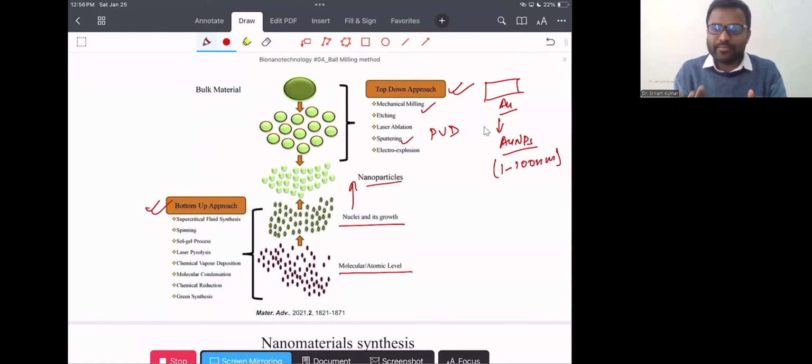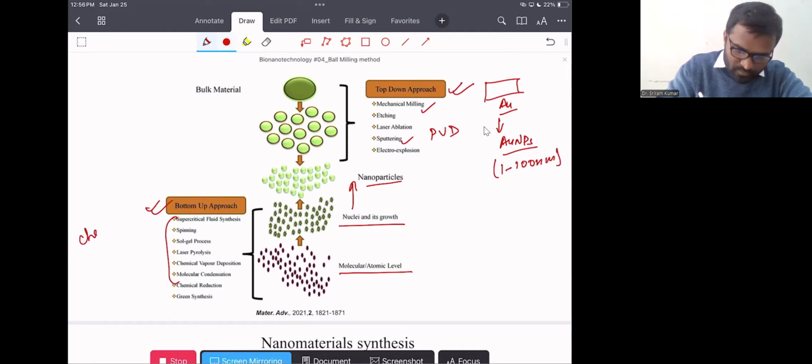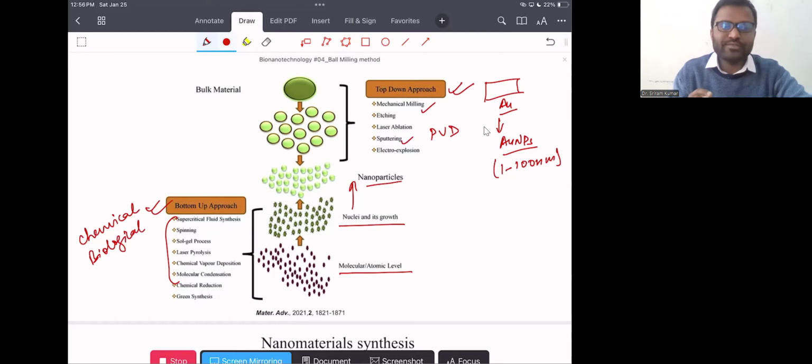So we have the chemical method and the biological method. Using these two techniques, we can develop nanomaterials. For example, we can use spinning technique, the sol-gel method, laser pyrolysis, chemical vapor deposition, chemical reduction, green synthesis, and maybe electrochemical deposition. So these are the bottom-up approaches in nanomaterial synthesis and deposition.